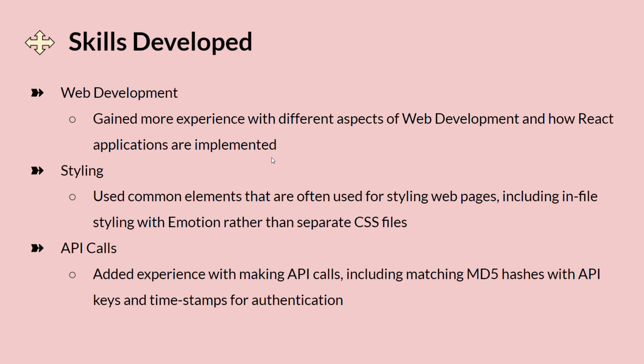Here are some skills that I've developed through this project's development. For web development, I've gained more experience with many different aspects of web development and also how React applications are implemented. For styling, I've used common elements that are often used for styling web pages in pretty much any website you would see, including creating a nav bar and a search function. And this also includes in-file styling with emotion, which I mentioned earlier. For API calls, I've added some experience with making API calls, including matching MD5 hashes with my API keys and current timestamps so that I can authenticate API calls with the Marvel API.